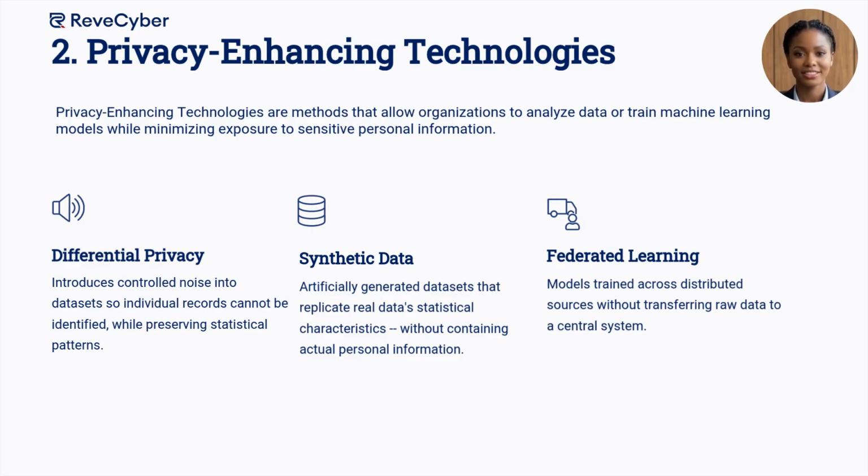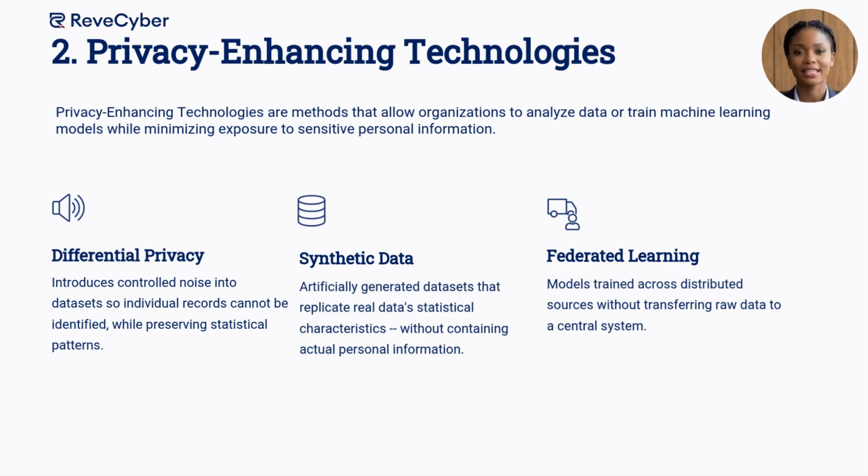Another approach is synthetic data. Synthetic data is artificially generated data that mimics the statistical characteristics of real data sets. It behaves like the original data from a modeling perspective, but it doesn't contain real personal records. So organizations can use synthetic data sets to train or test models without exposing actual sensitive information.